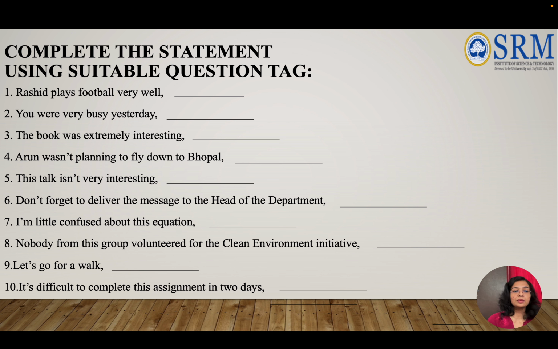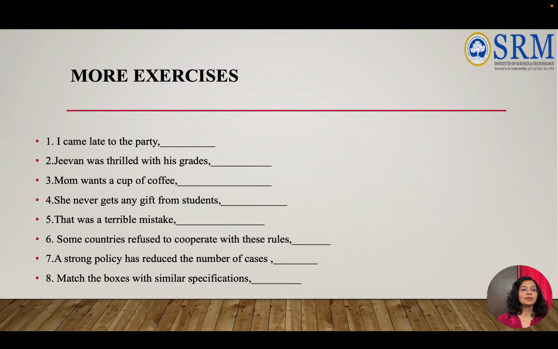Don't forget to deliver the message to the head of the department. Will you? Because the sentence begins with don't. I'm a little confused about this equation, aren't I? Nobody from this group volunteered for the Clean Environment Initiative. Did they? Because it is volunteered, so past tense. Let's go for a walk. Shall we? It's difficult to complete this assignment in 2 days, is it?